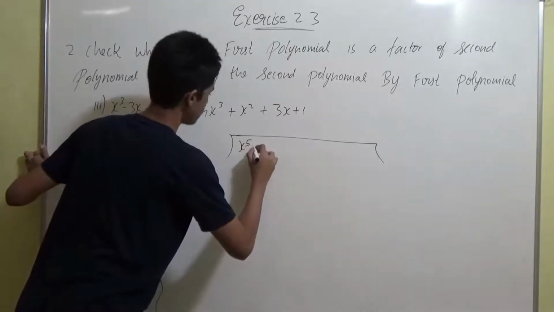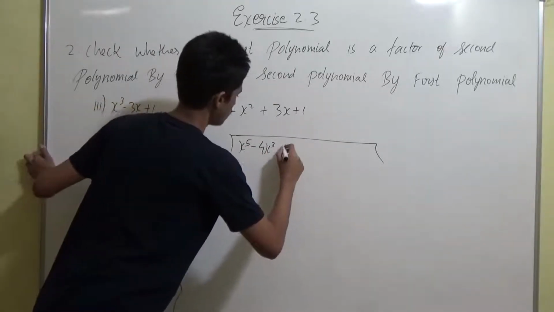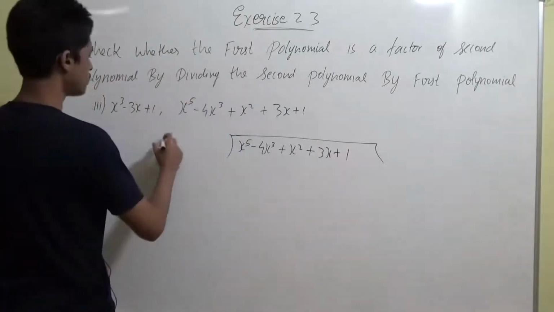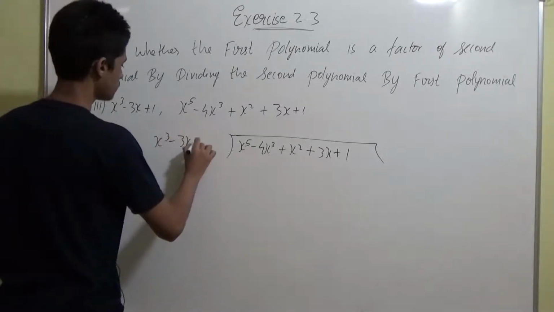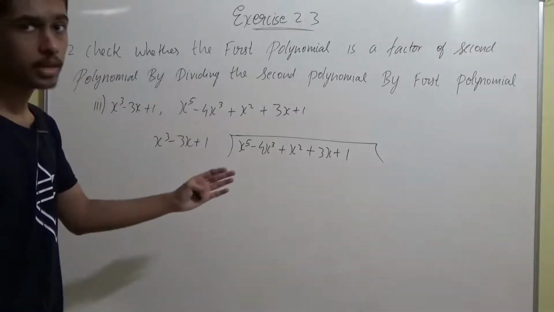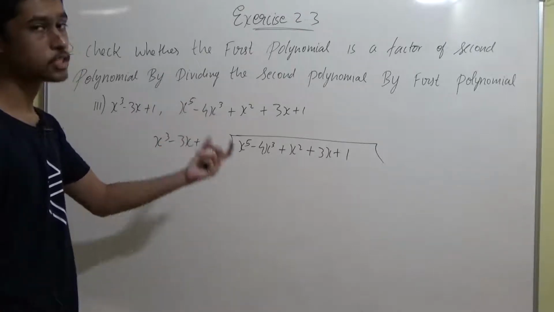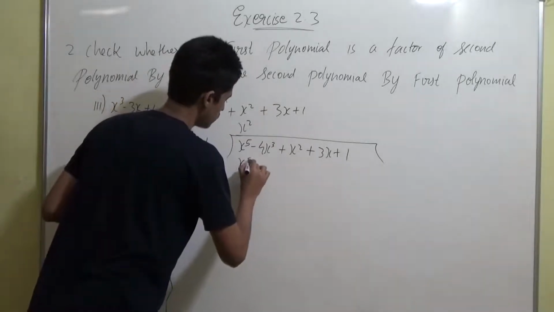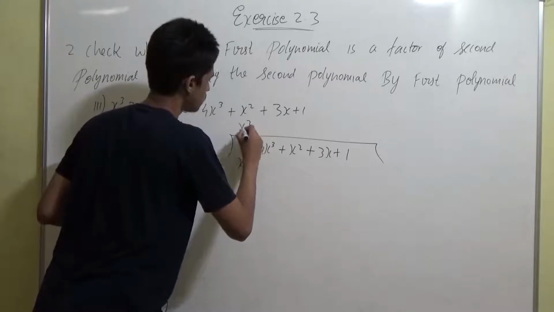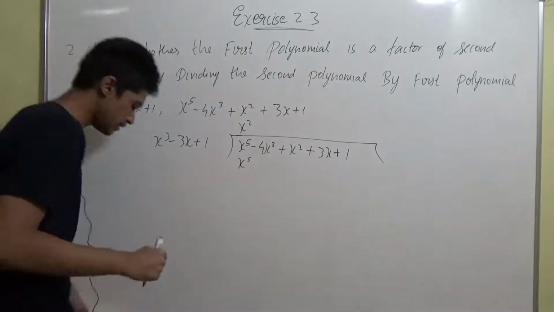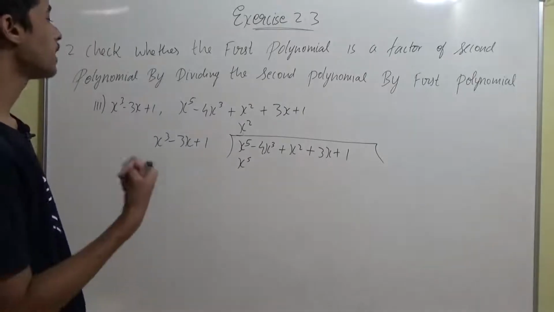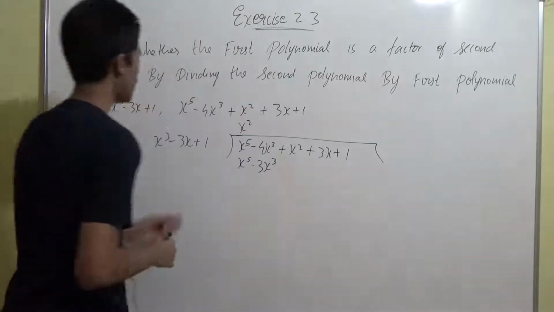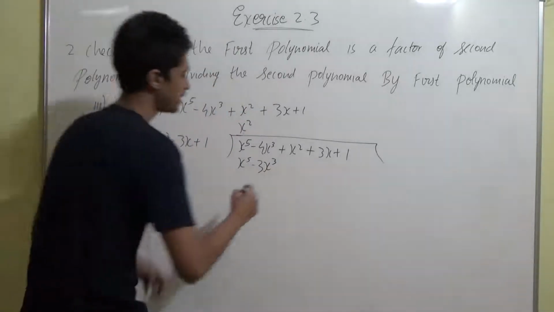X to the power 5 minus 4x to the power 3 plus x square plus 3x plus 1, and here in the divisor it is x cube minus 3x plus 1. Now x cube multiplied by what term is going to give us x to the power 5? So it is x cube into x square, which is going to give us x to the power 5. Then minus 3x into x square gives us minus 3x to the power 3, and then plus 1 into x square is going to give us plus x square.